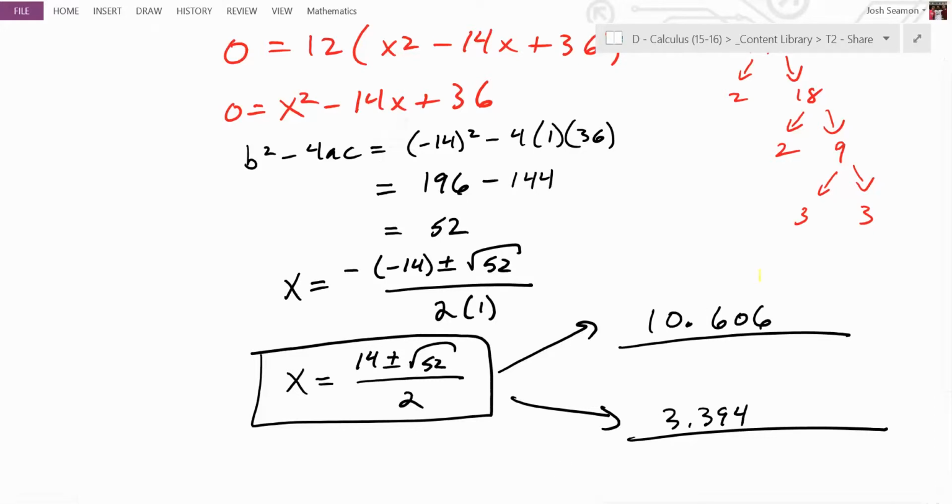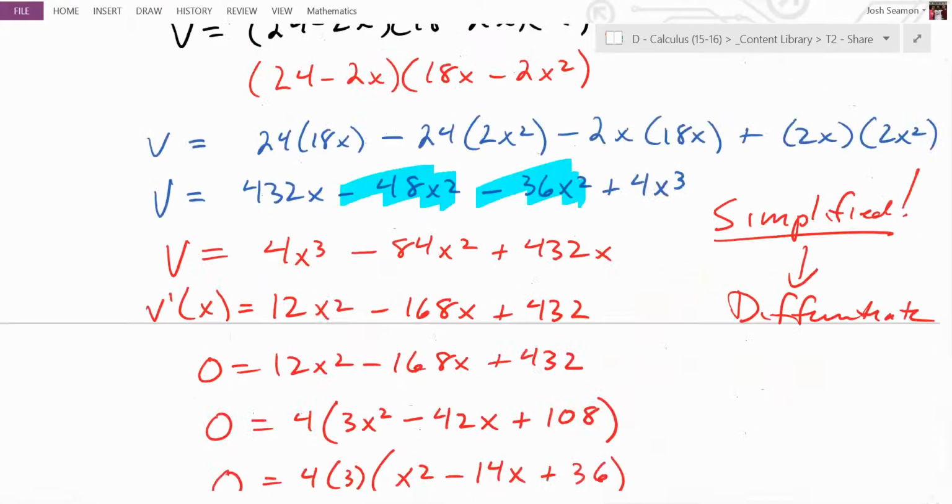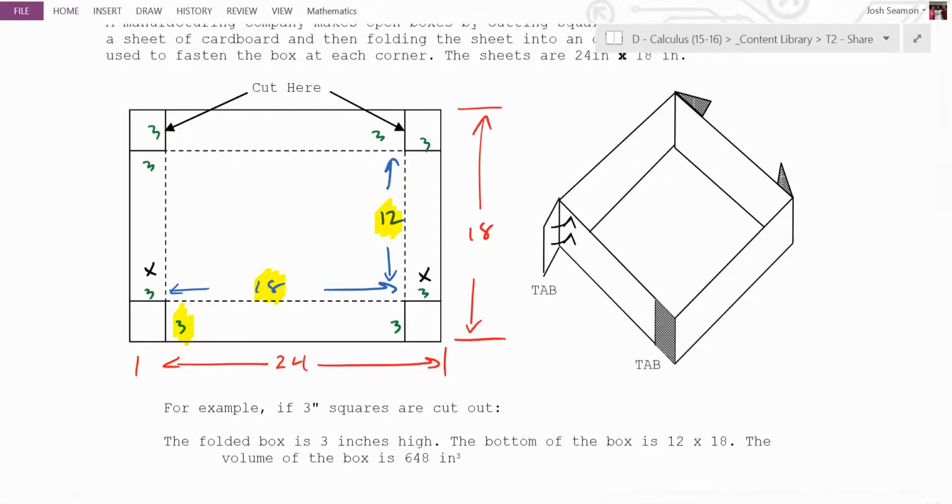Can you cut out 10.6 inches? No. Look at our original. Can someone tell me what's the biggest thing? So x could be 0, right? Cut out nothing and then we get no box. Theoretically, we get no box. What's the biggest thing x can be?